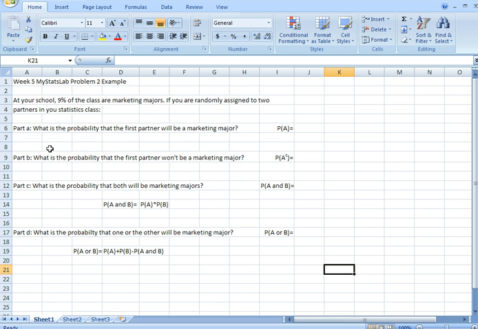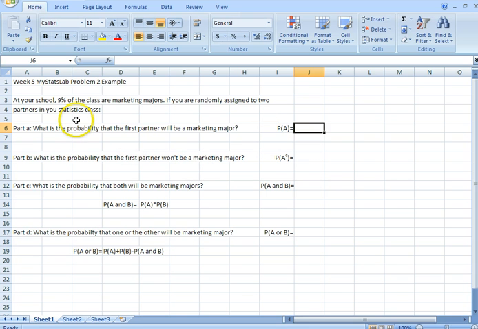about probability. First thing we want to think about when we talk about probability is that the number that we're going to use is going to be somewhere between 0 and 1. So our probability will be a number between 0 and 1. The first question here is, what is the probability that the first partner will be a marketing major? And we're going to let P of A, probability of A, stand for this first partner.